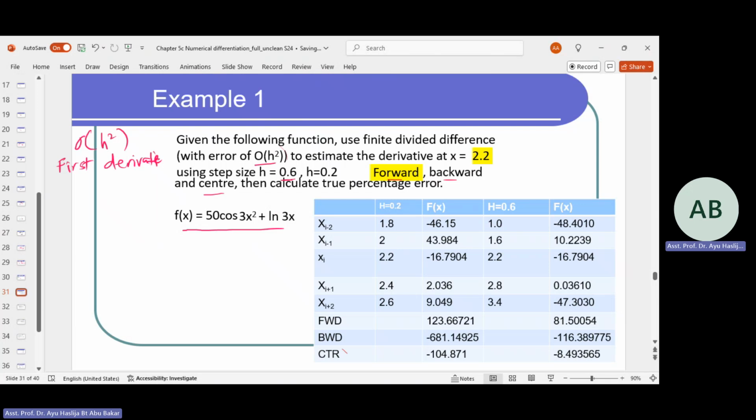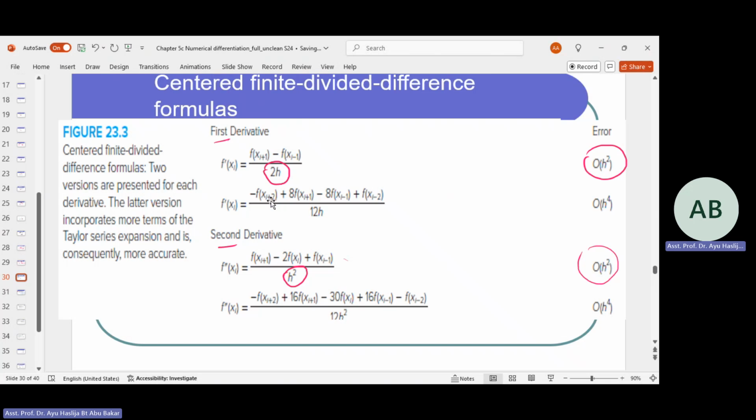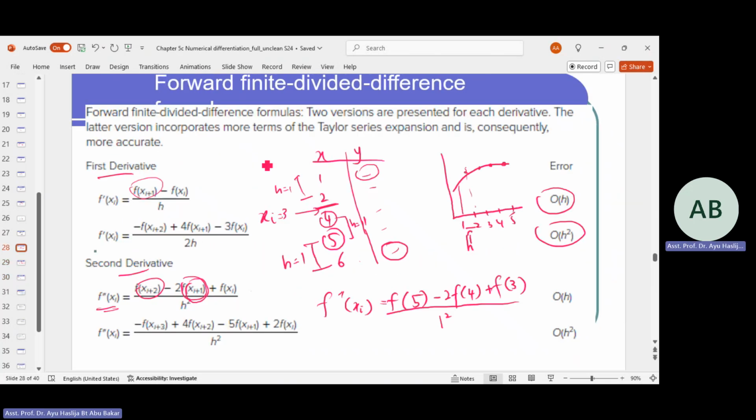First derivative. Forward. O level 2. Make sure you identify the equation. Okay, go back to the equation. Level 2. This one. Forward level 2. Okay, so that is the equation involved.